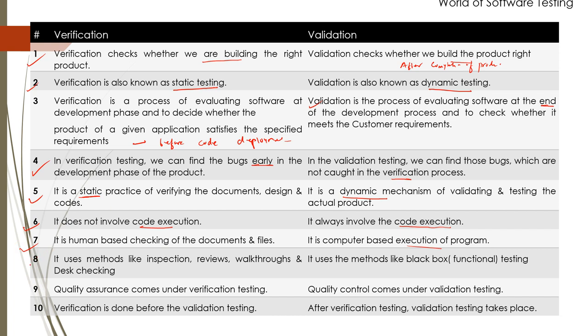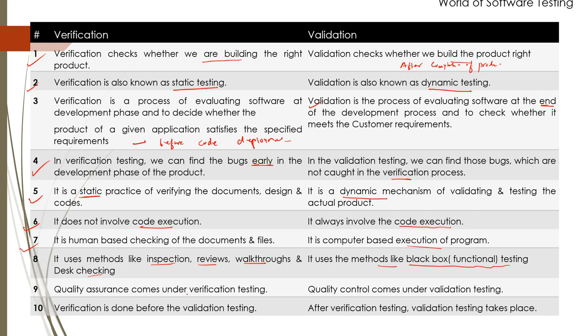The next is, verification uses methods like inspection, reviews, walkthroughs, and desk checking. We will discuss these types of reviews in the upcoming lecture. And validation uses methods like black box testing techniques or functional testing. To carry out validation, we use component testing, system testing, and functional testing.